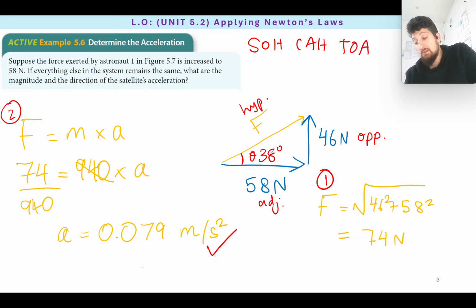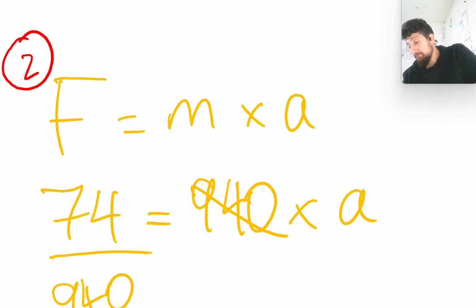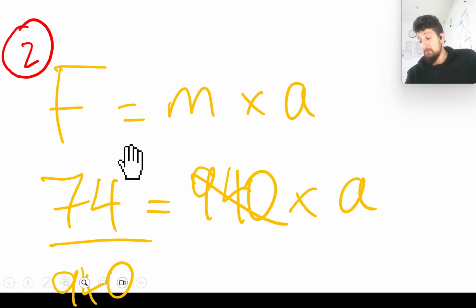38 degrees. So the answer is 0.079 meters per second squared at 38 degrees north of east above the x-axis. Fantastic. Let's move on. Oh, here we go.